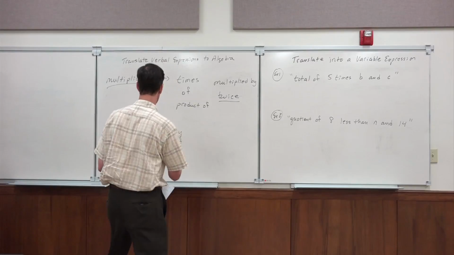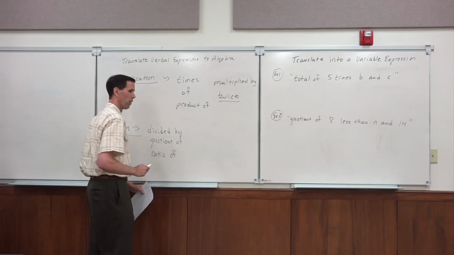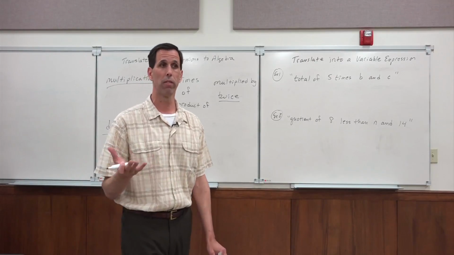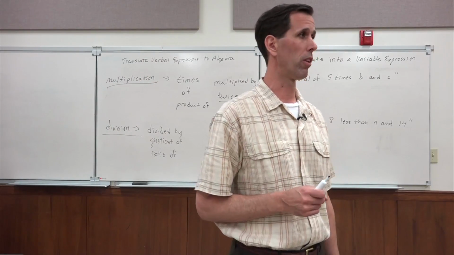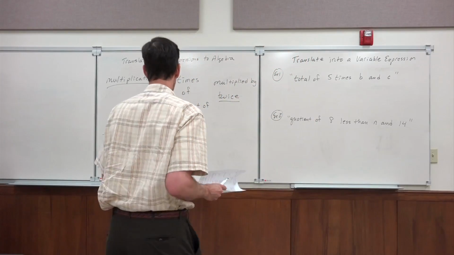Another common one that's used a little less frequently, but that means division, is ratio of. Find the ratio of 20 and 5. Ratio is just a fancy word for division, so we'd want to think 20 divided by 5 there as well.